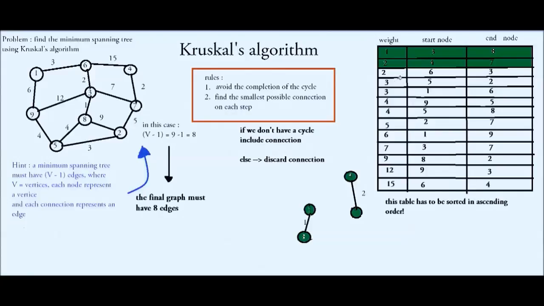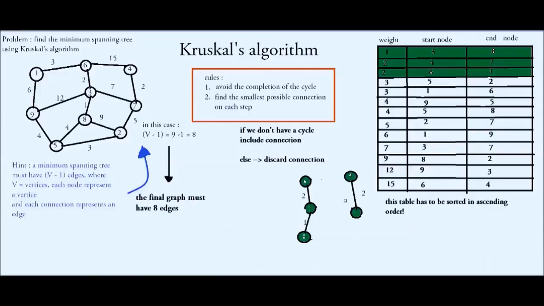Now we're going for the next one, weight of 2 again from 6 to 3. Okay, if we add this part, this is still not going to form a cycle. So we're gonna do this like that. Then we're gonna color this green because we've added it, and then we're gonna color this green. And now I'm going to remove this part here because we do not need it. Okay, that's it, like that.